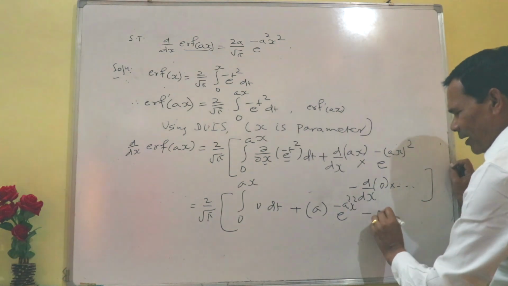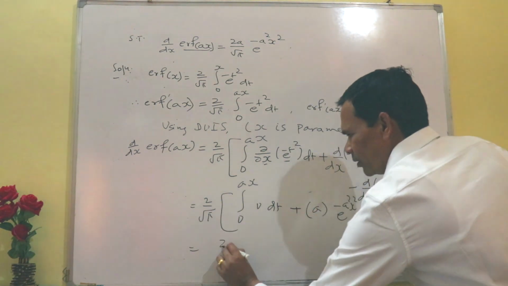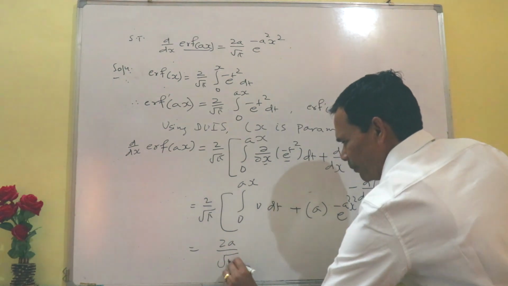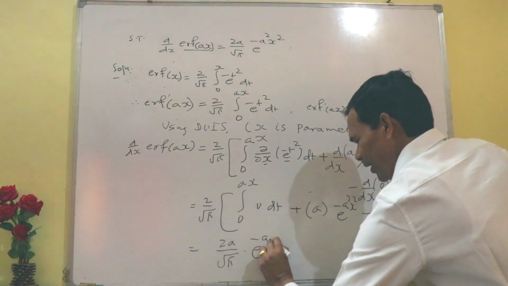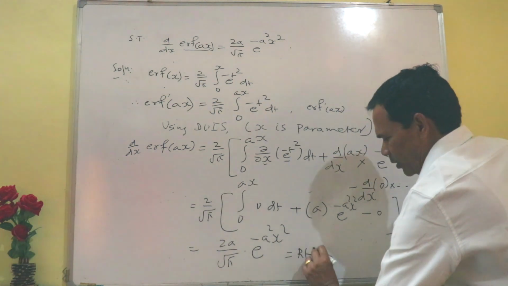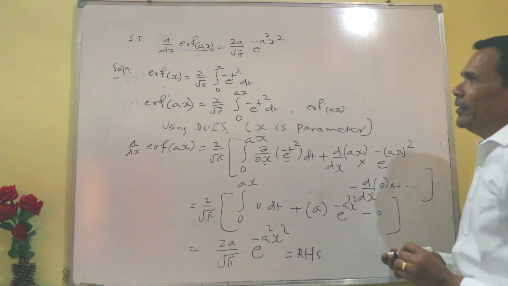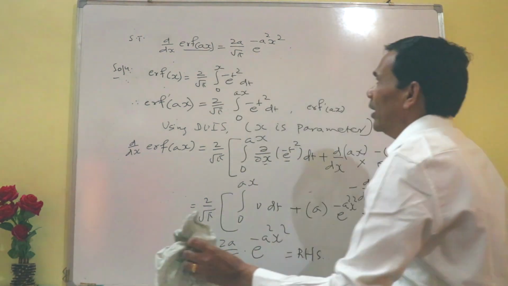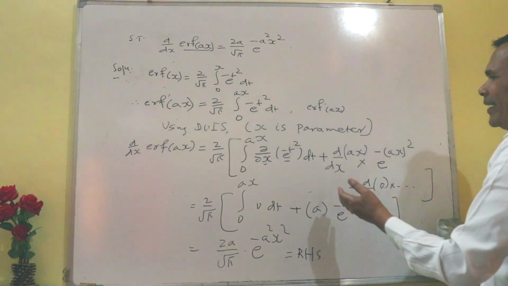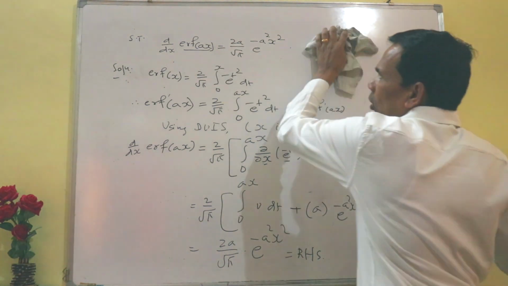So the last term is 0. So you are getting this as 2a upon root pi e raised to minus a square x square, and that is what the RHS here which is required. Similarly, you can just see with respect to a also, you are just integrating, so you are getting 2x upon root pi and so on.